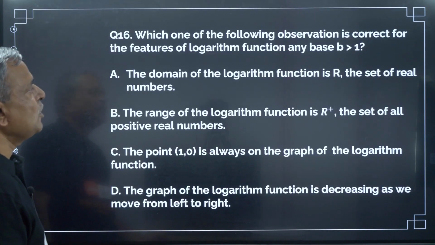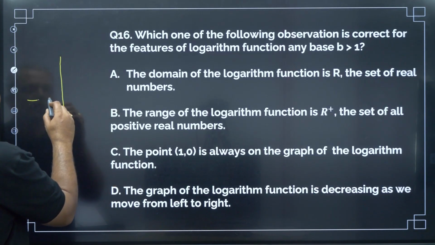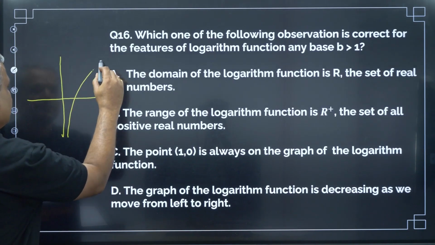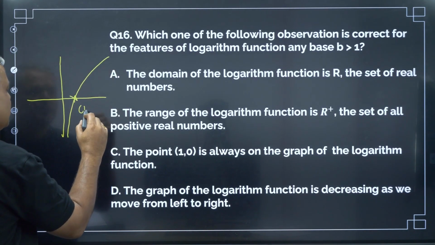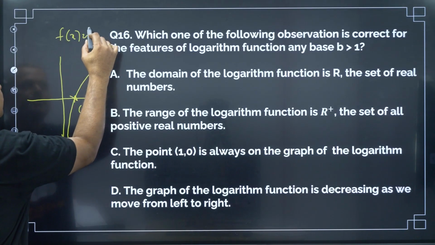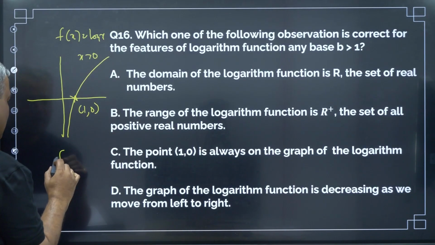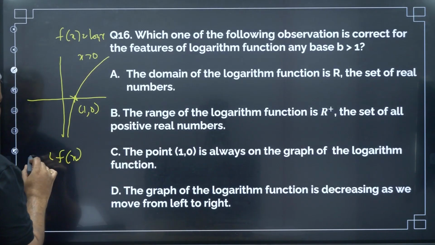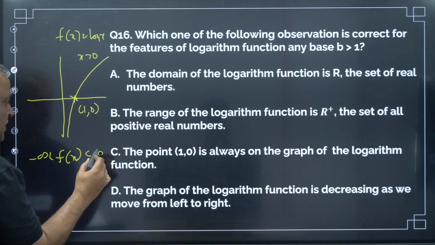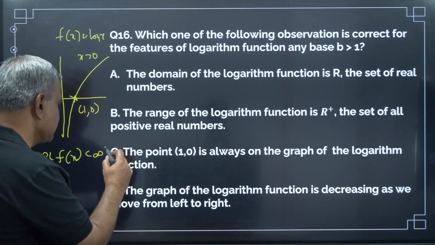Next, which of the following observations is given? It's a very, very easy question. This is the graph of log x. This is (1, 0). f(x) is equal to log x, so the domain is x greater than 0, and f(x) lies between minus infinity to plus infinity. So the point (1, 0) always lies on the graph, and option C is correct.